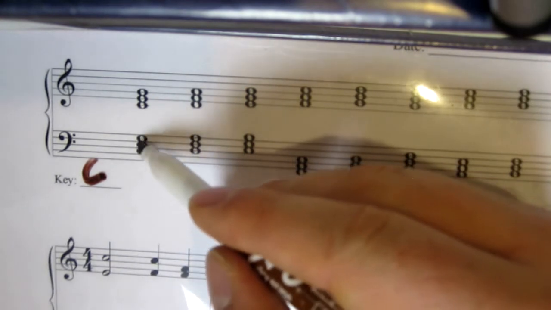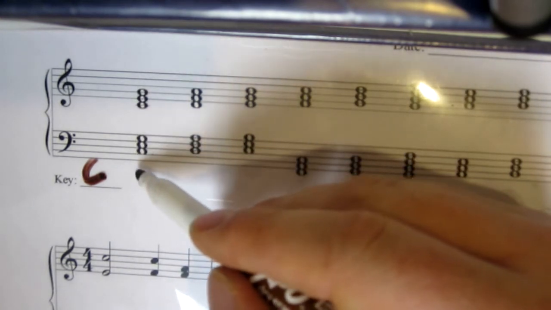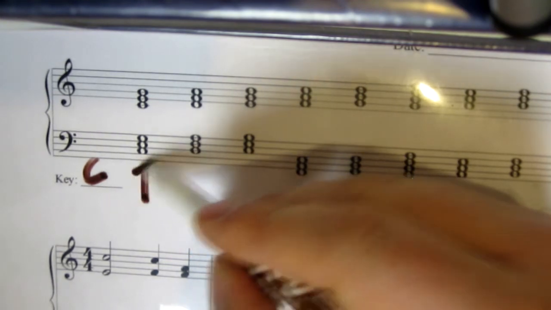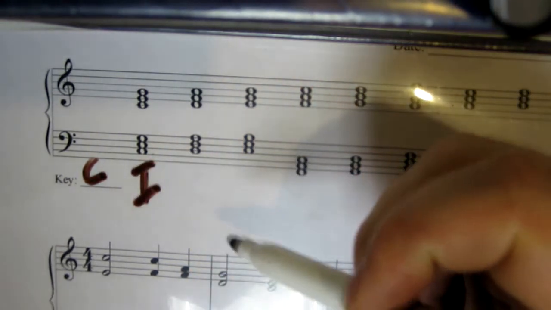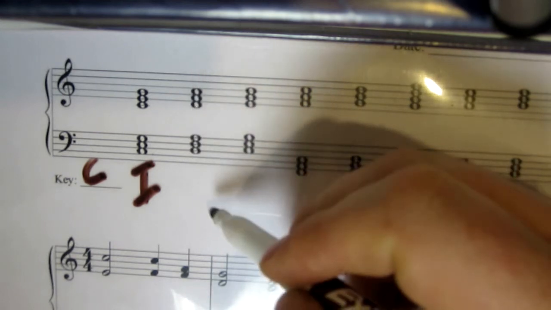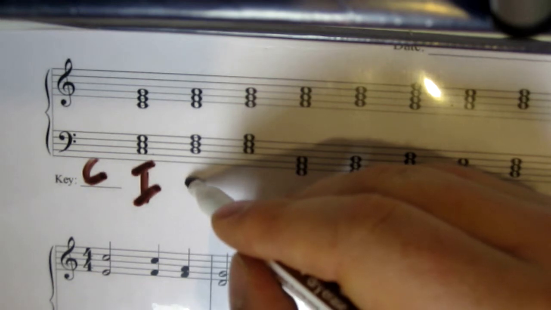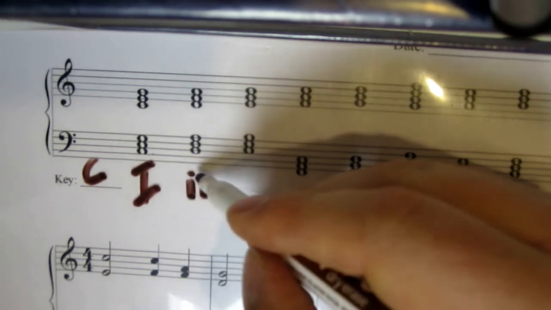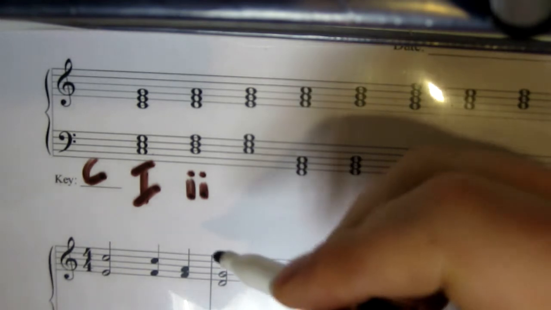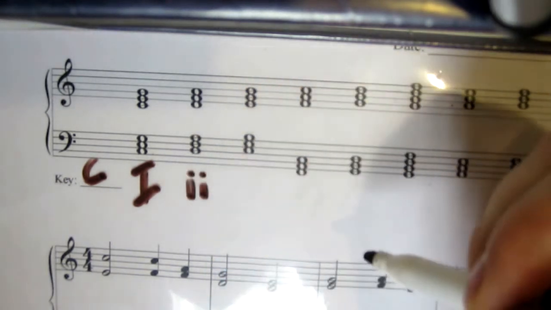Now we've got C, E, G on this chord right here. This is a chord built on the first scale degree, and so we're going to call it a 1 chord. Now this one is D, F, and A. Since this is built on the second scale degree, this would be a 2 chord. And it happens to be that in the key of C major, and in most keys, the 2 chord will be a minor chord, and we indicate that by putting it lowercase.